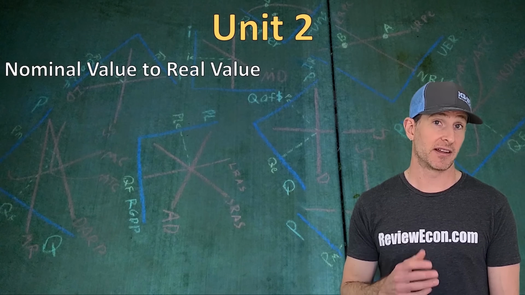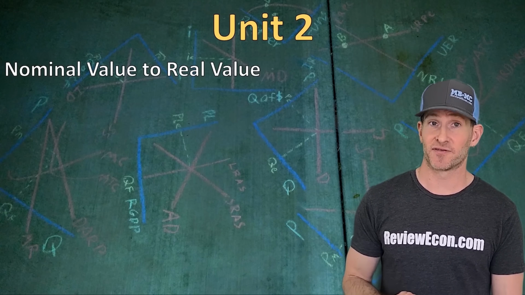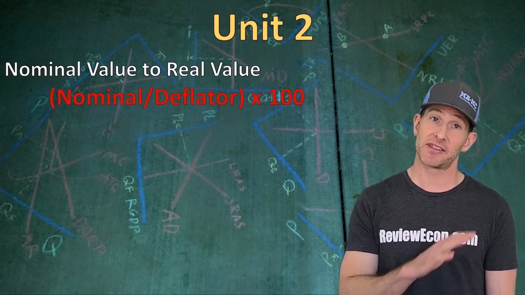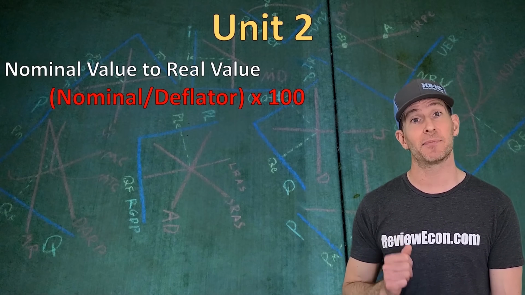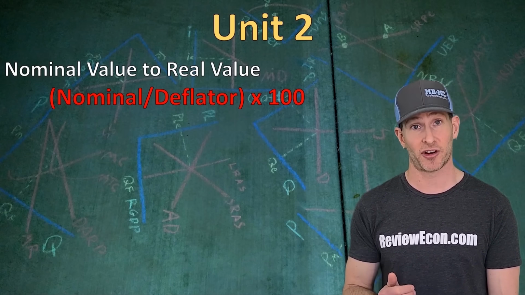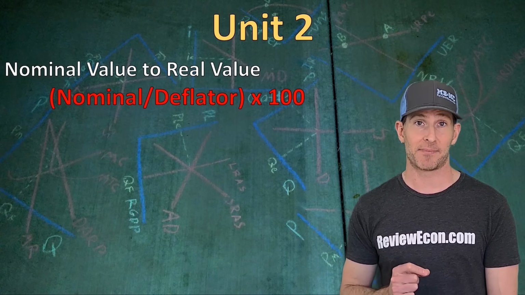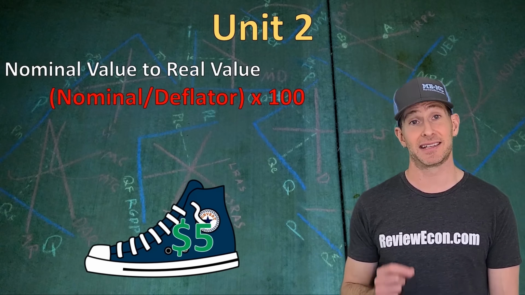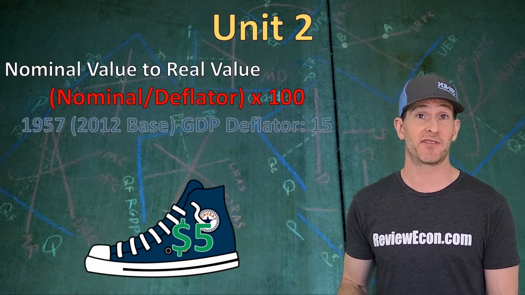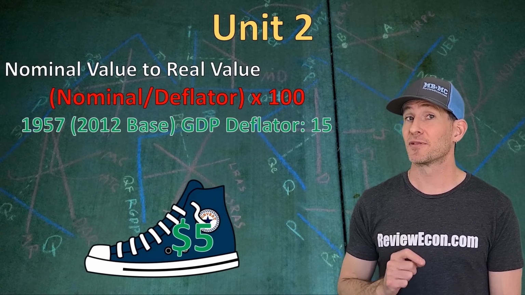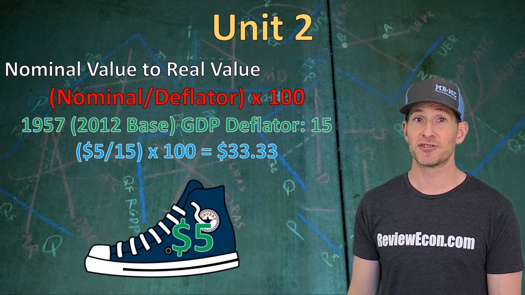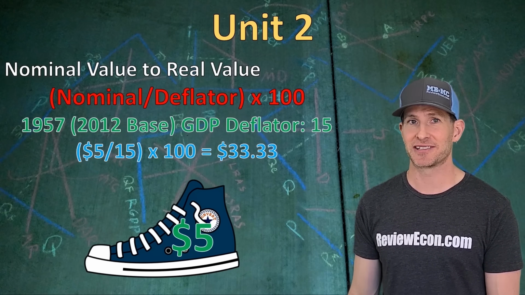If you are ever given a nominal value and you are asked to convert it to a base year real value, you can do that by taking the nominal value, dividing it by the GDP deflator for the current year, and then multiplying that by 100. So if these Converse All-Star shoes cost $5 in 1957 when the GDP deflator was 15, plug in the numbers and do the math and you will find the real value in 2012 for those shoes as being $33.33.